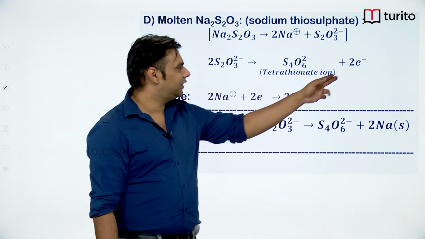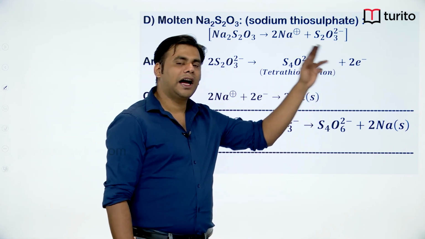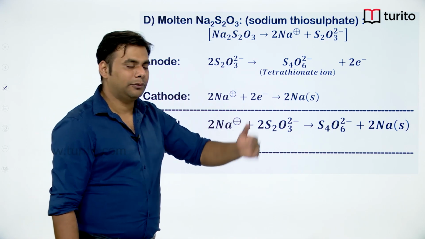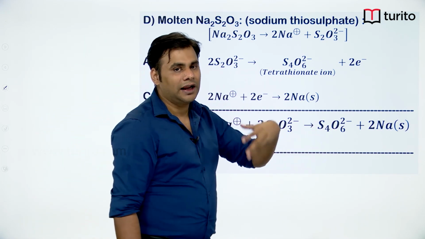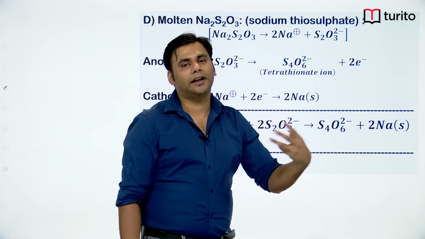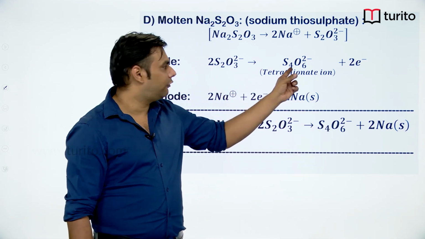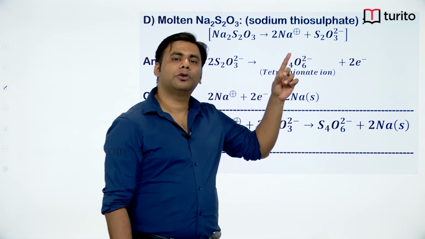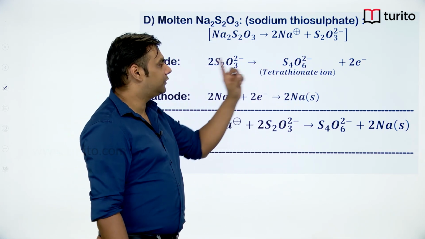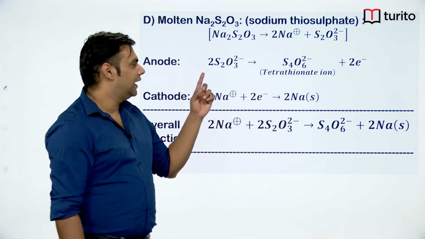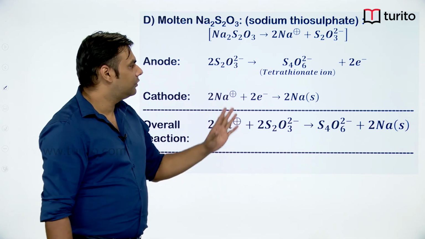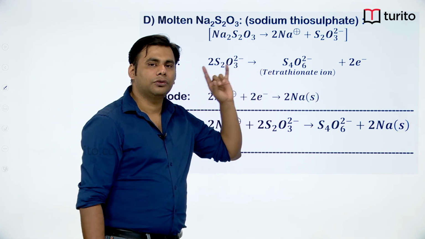So remember this reaction we were using in iodometric titration. We were producing iodine in the solution and titrating it with a standard hypo solution. That iodine was reacting with hypo and forming I- plus S4O6 2-. So thiosulfate on oxidation gives us the tetrathionate ion, S4O6 2-.